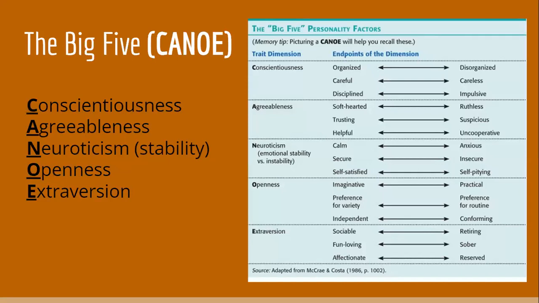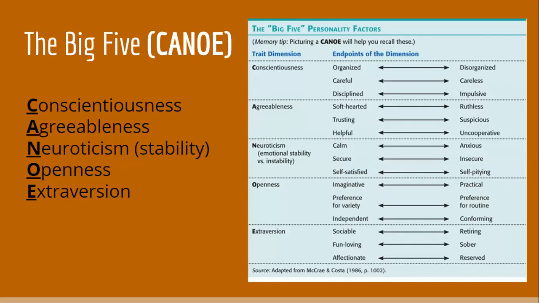So then the main thing to know for this is the Big Five. This is something that the trait theorists use, and a good way to remember it is CANOE. There's conscientiousness.